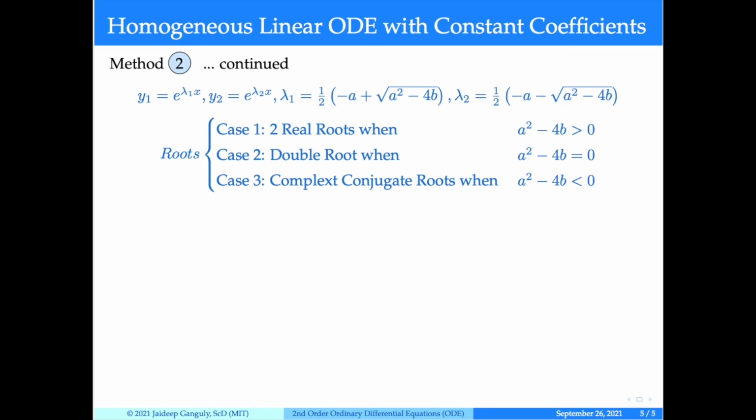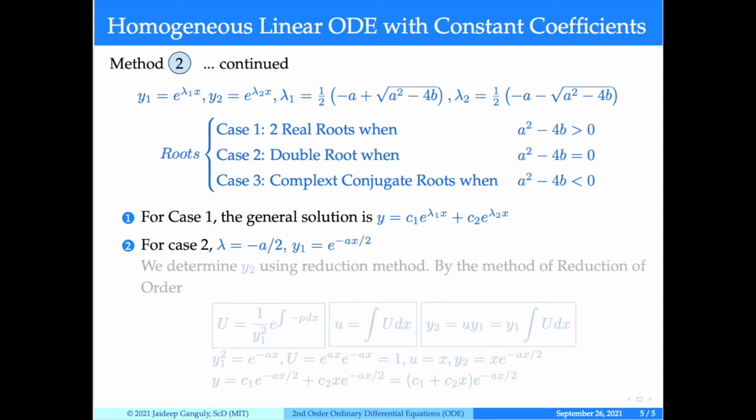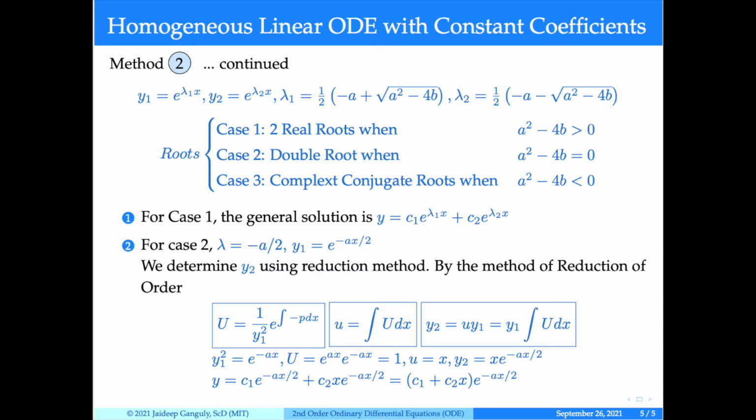For the quadratic equation, we have 3 cases: distinct roots, repeated roots, and complex roots. For repeated roots, to find the second basis solution, we use the method of reduction of order that we just studied.